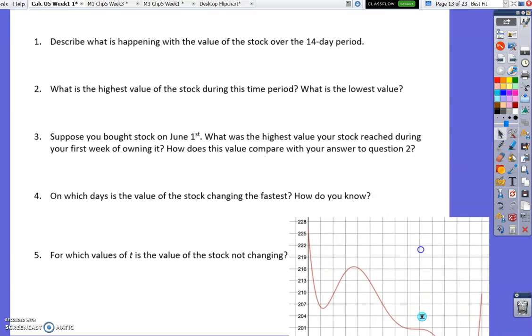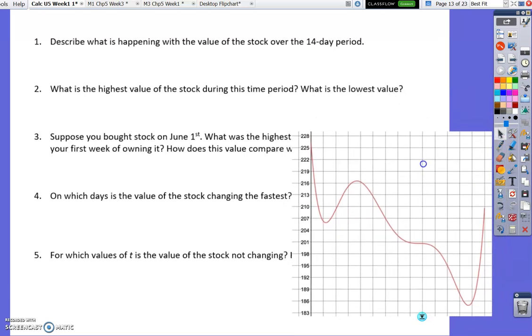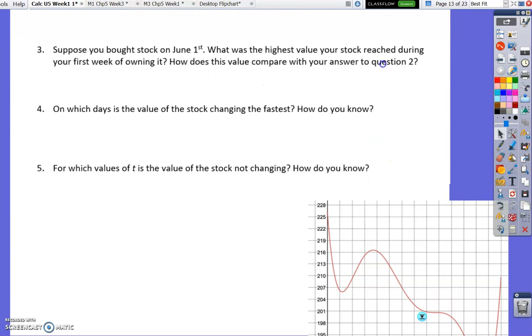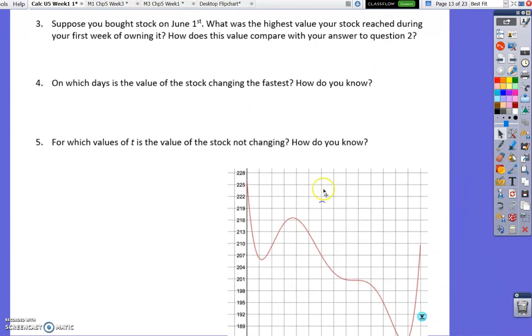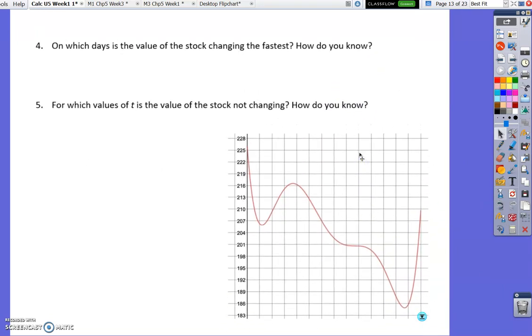On which days is the value of the stock changing the fastest? That means both increasing and decreasing. And so what would that be? Let's just take a look at questions 3 and 4 with the picture right here. Those are the two I really want to focus on and where I'll start writing. So when is it changing the fastest? I would say right here, if I looked at that average rate of change, that seems to be fairly fast. This one is slower, even though it's a big dip, because it happens over several days. This happens over one day.